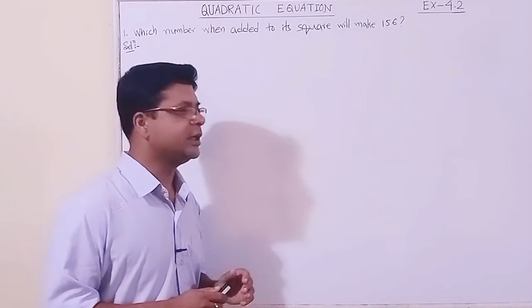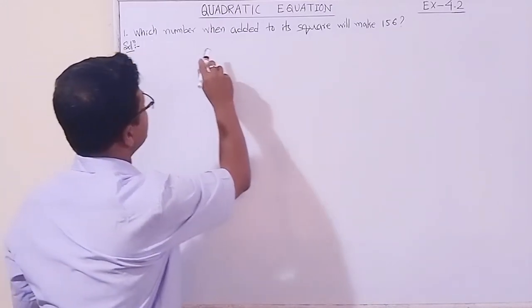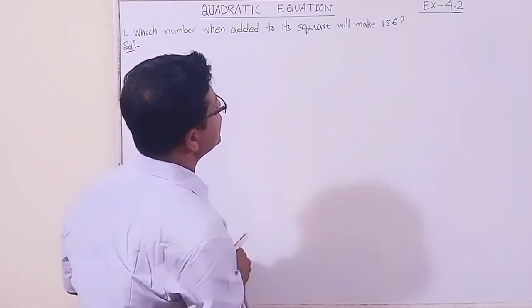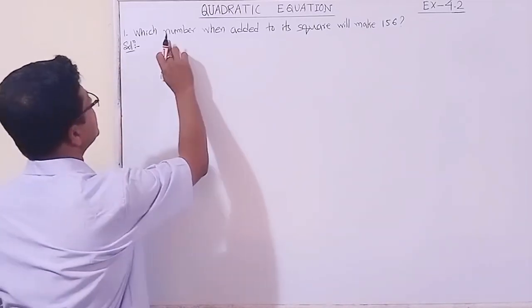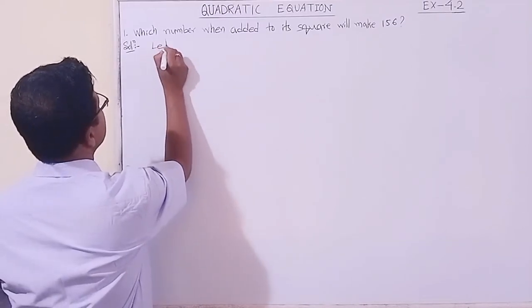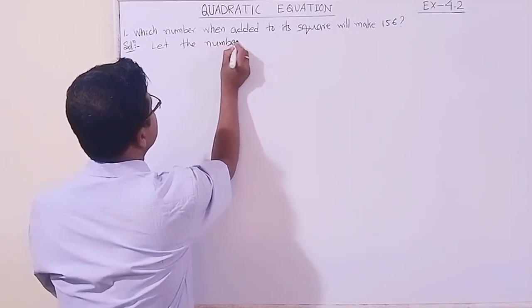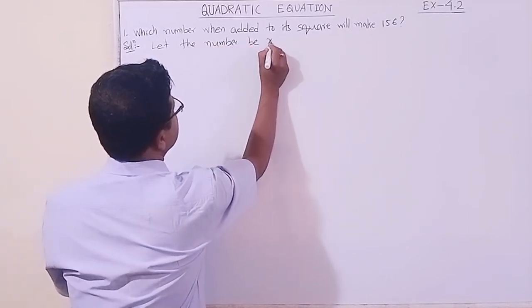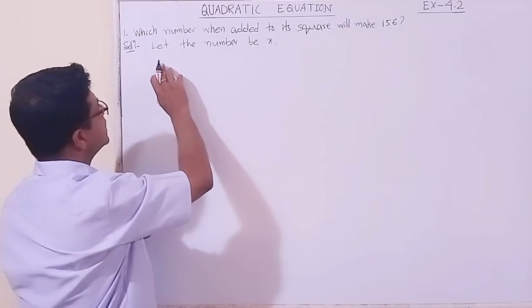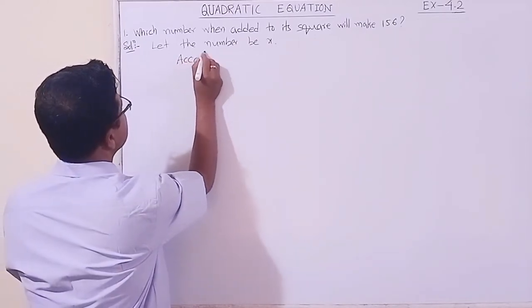Let us start with, or begin with, question number 1. Let us read the question. Question number 1 is, which number when added to its square will make 156? So here, which number is added? Only one number is asked. So let the number be x, or generally we write by question, or according to question. Let us write according to question.